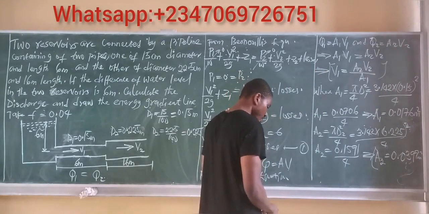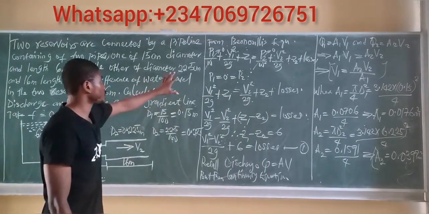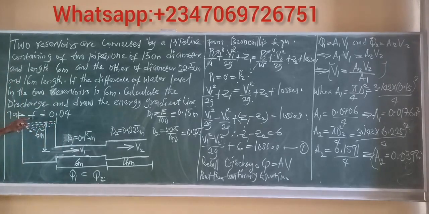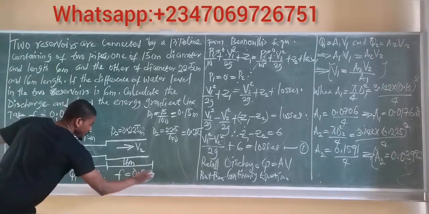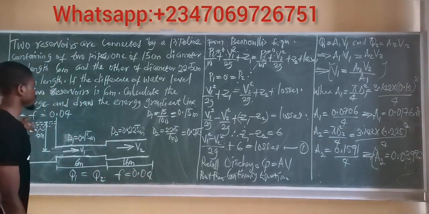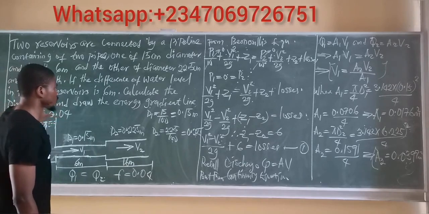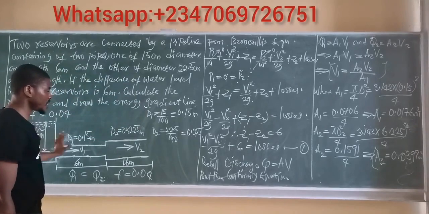All right, so I'm going to wipe this portion of the board. Help me keep this in mind: the value of the friction factor, let me put it down here, F was given as 0.04. Also keep the question in mind. The question says we should calculate the discharge and also draw the energy gradient line. So I'll just wipe this portion of the board and leave the pipe.